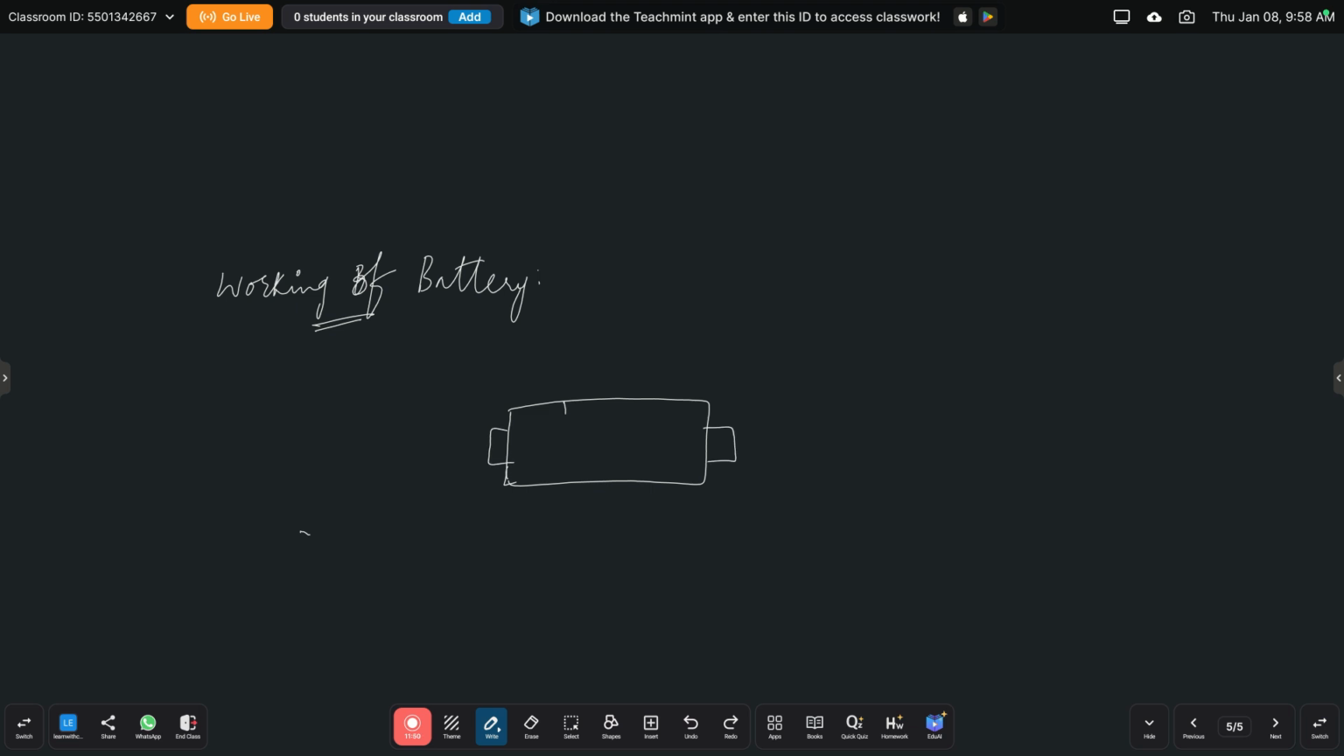So in this I will represent the anode. The anode acts as the negative pole, and the cathode is the positive pole. Right. So in this we are going to connect the load. Here I am going to connect the load, which is a bulb. This medium we are going to represent as the electrolyte.